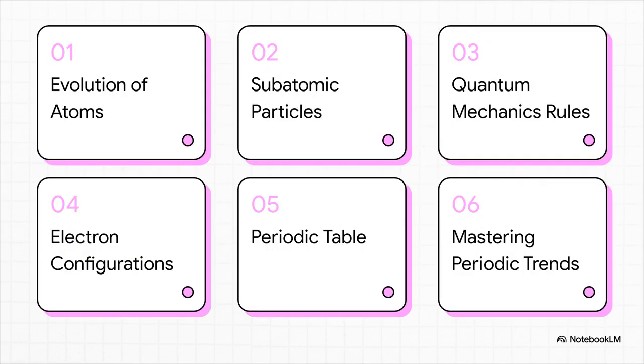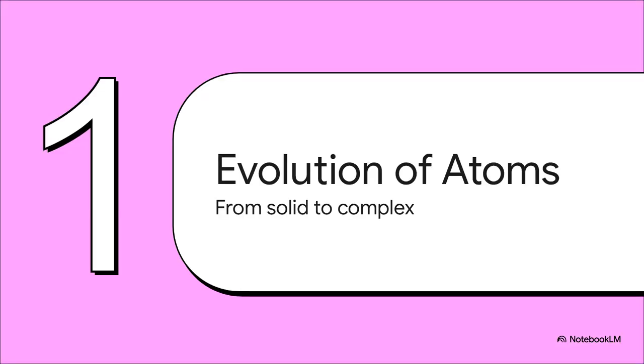Okay, let's dive into this. Here is our roadmap for today. We'll start with the evolution of atomic theory, then discovering subatomic particles, and the rules of quantum mechanics. After that, we'll get super practical by mapping electron configurations, decoding the periodic table, and finally, mastering periodic trends. All right, Section 1, Evolution of Atomic Theory, going from solid spheres to subatomic complexity.